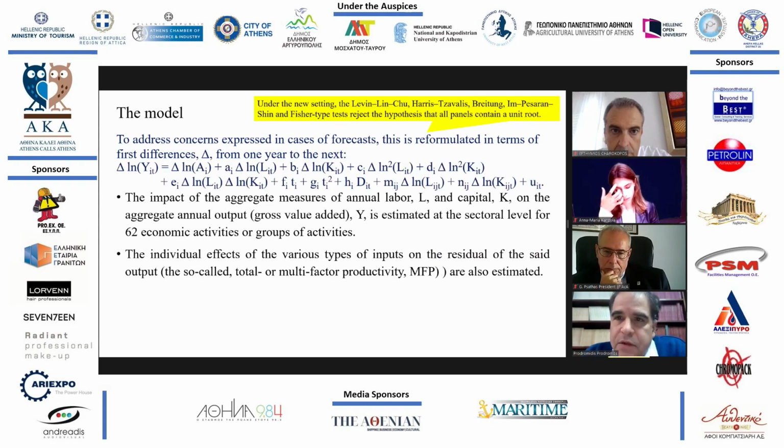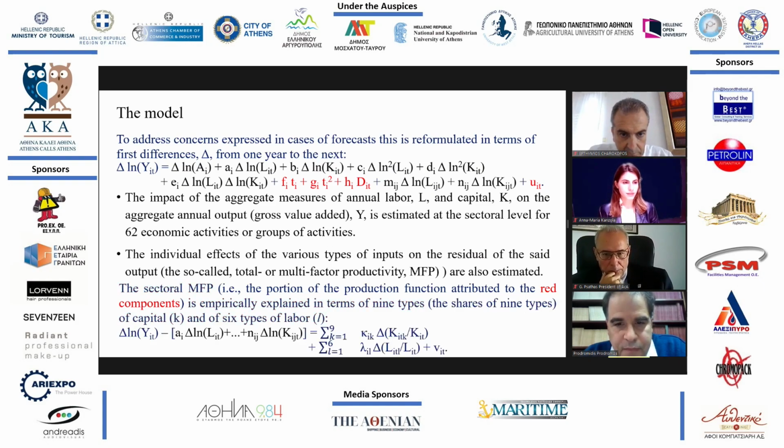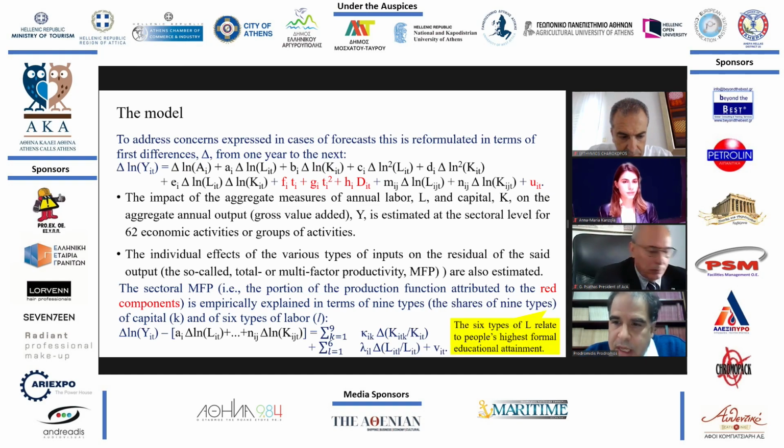We do a number of tests in order to consider things that usually worry statisticians in such analysis, and we can proceed. The sectoral multi-factor productivity is the portion of the production that's attributed to the components in red, like the error term and the time trends or the shocks, after we have isolated the impact of labor and capital. This sectoral multi-factor productivity is empirically explained in terms of 9 types of capital and 6 types of labor. This is the expression that we use. And the 6 types of labor relate to people's highest formal educational attainment.